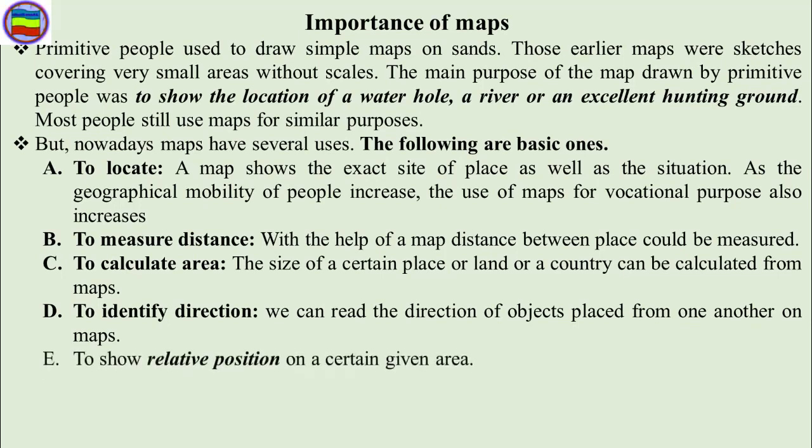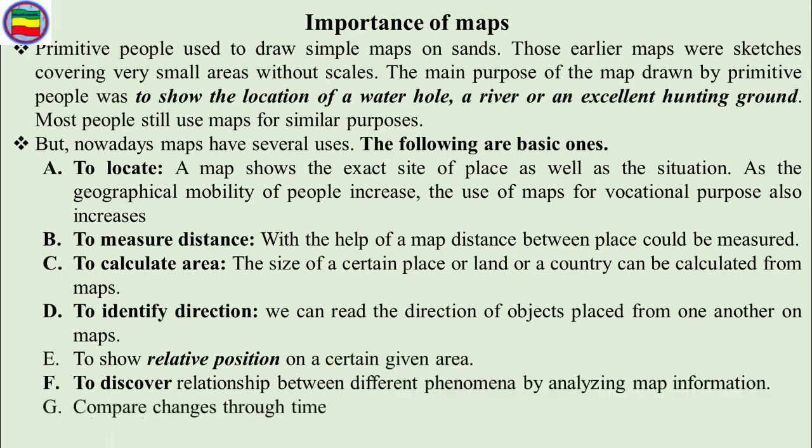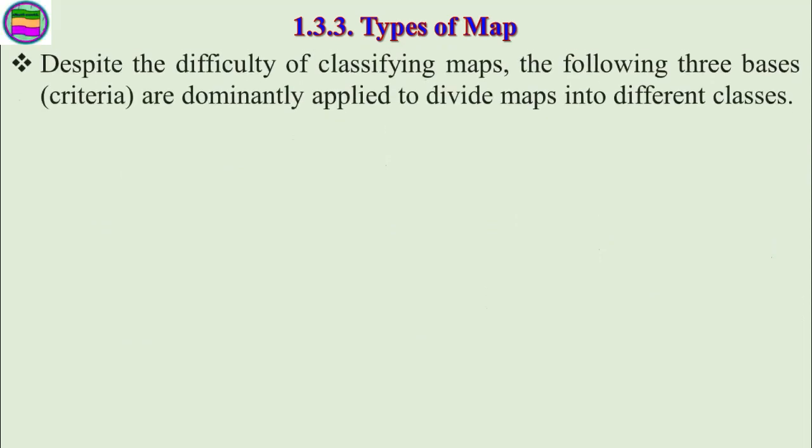The other one is to show relative position in a given area, and also to discover relationships between different phenomena by analyzing map information. And the other one is to compare changes through time. When we have spatial variations and temporal variations, things change from time to time and from place to place, so we can identify the changes. And the other concept is types of map.